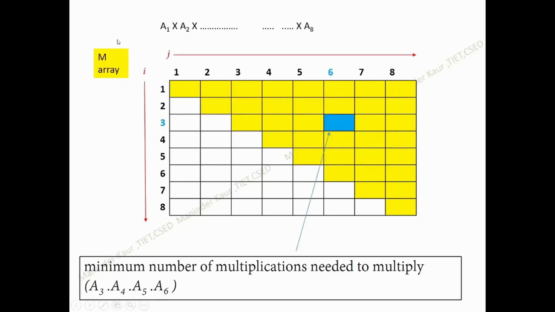Now i will represent the row and j will represent the column. If you are concentrating on one element of this array, this value represents M3,j. This value represents M3,6. What is this M3,6? It is the minimum number of multiplications required to multiply the chain of matrices A3 into A4 into A5 into A6, that is, from A3 through A6.